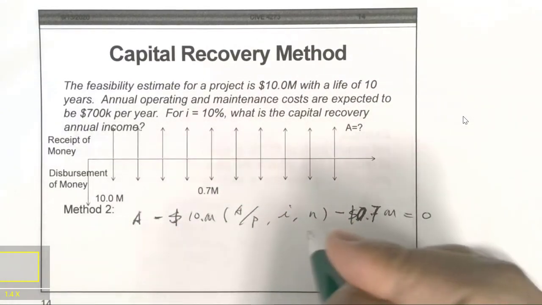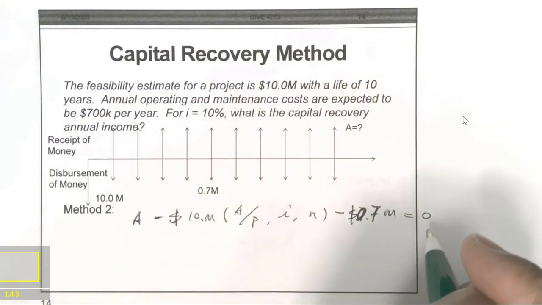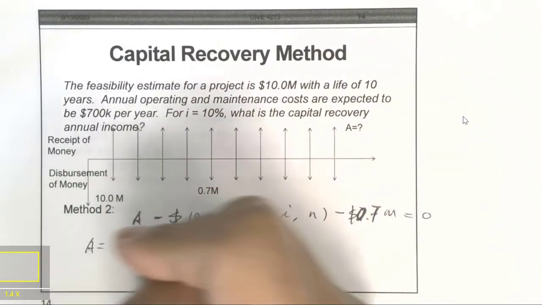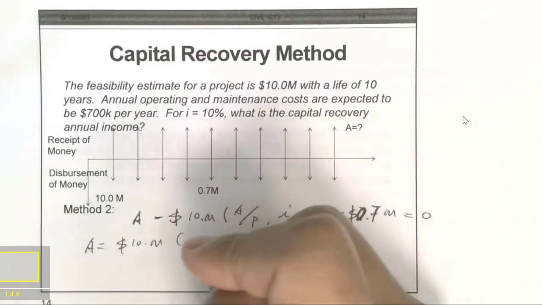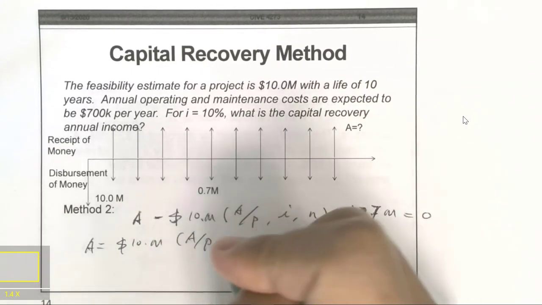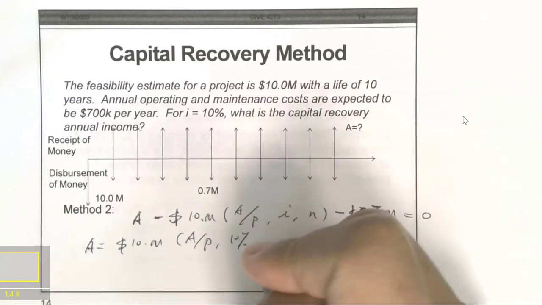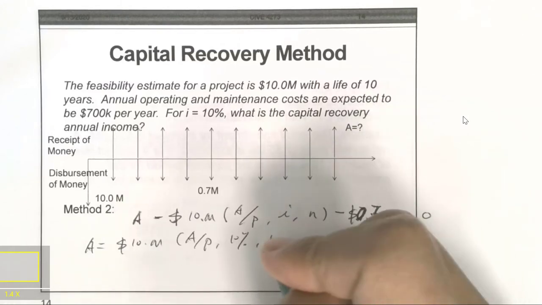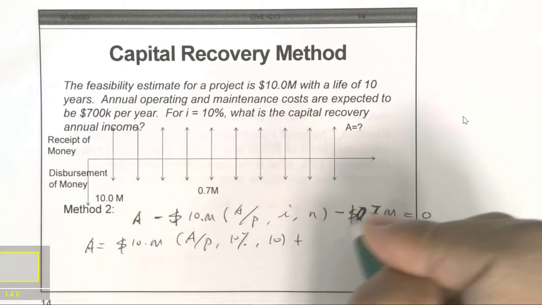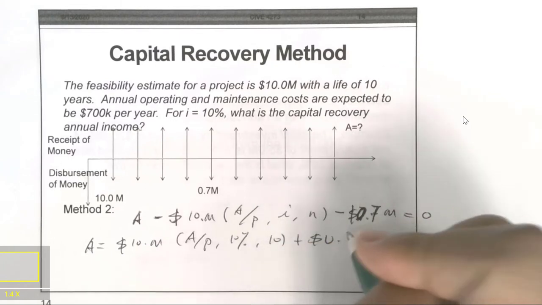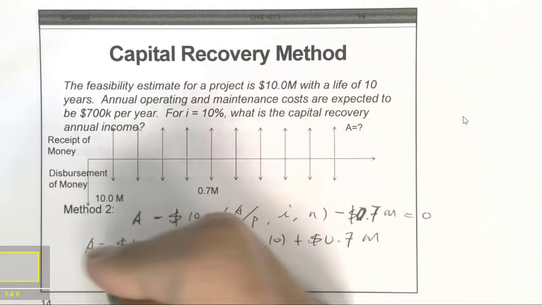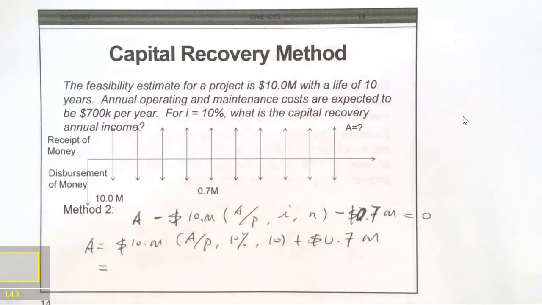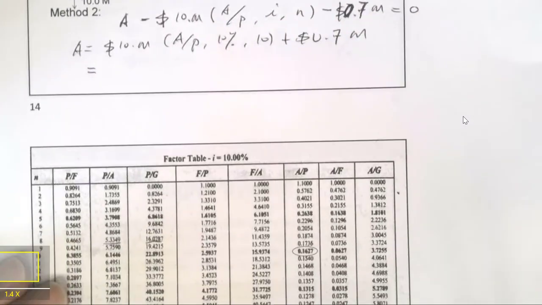If we move those two terms onto the right side of the equation, so A equals 10 million times A given P, 10%, N equal to 10, plus, moved to the right side, $0.7 million. And we're going to use the factor table provided in the PowerPoint slide.